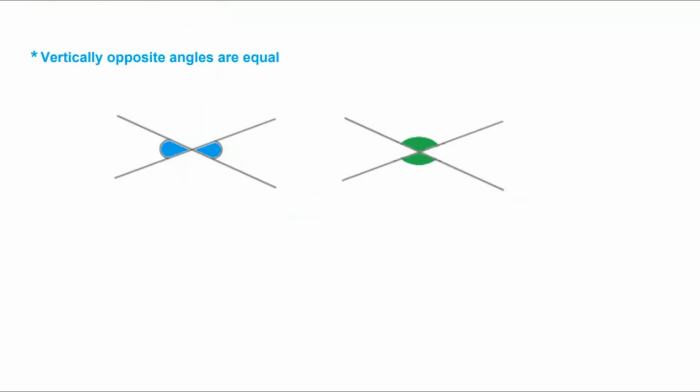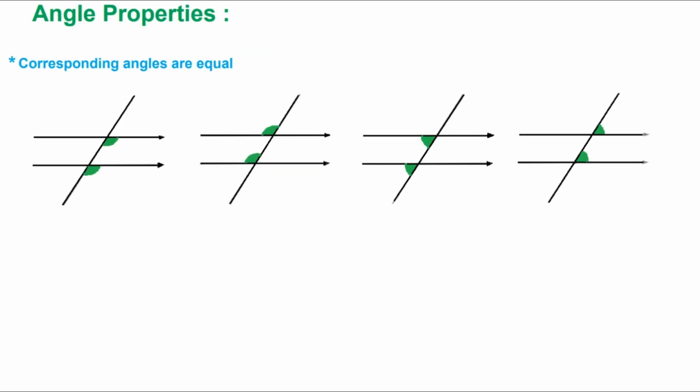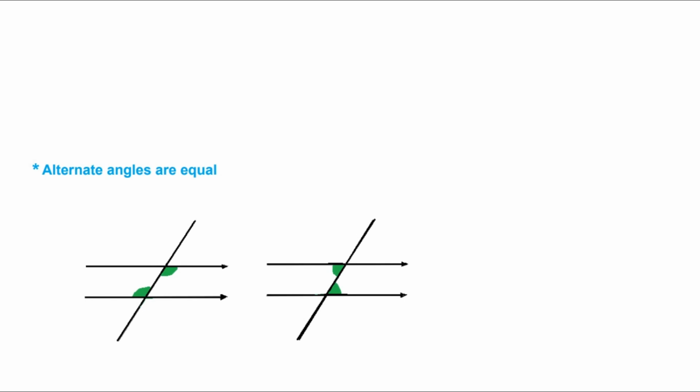And whenever you come across two lines crossing each other, we can check for this property. Vertically opposite angles are equal. When a line passes through two parallel lines, it makes angles with the parallel lines. The corresponding angles are equal in that case. So you may use this angle property also to prove the similarity of objects. Or you can look for the alternate angles are equal property.